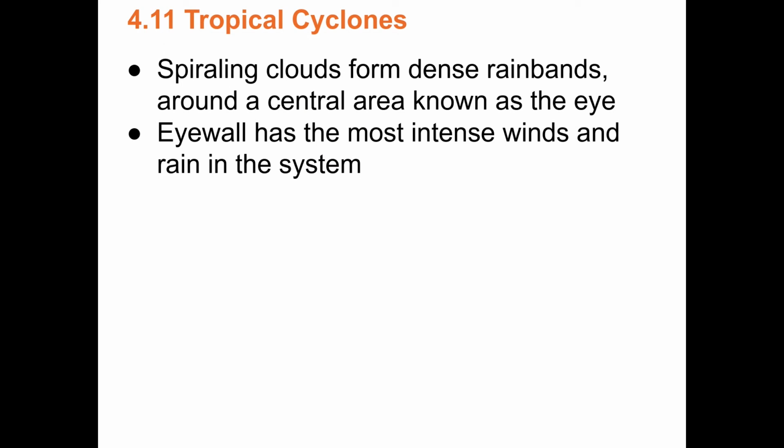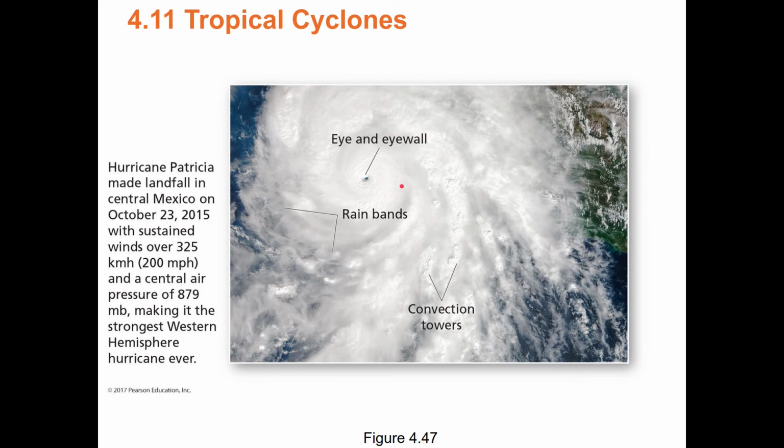The eye wall has the most intense wind and rain. They have these really distinctive, the whole thing is rotating counterclockwise. You get these big bands of rain. You can see convection towers, which are the tops of cumulonimbus clouds. And in the eye, it's clear and there's no wind and it's sunny.